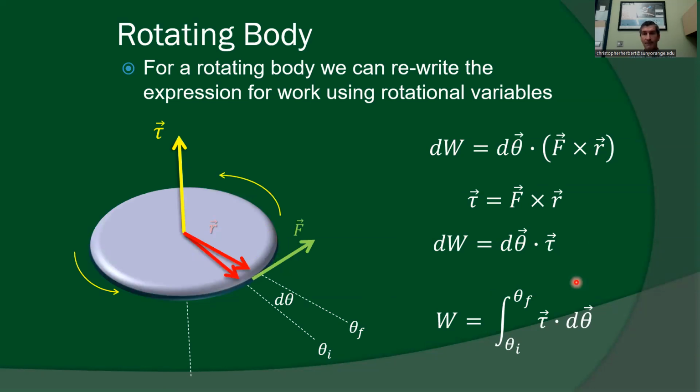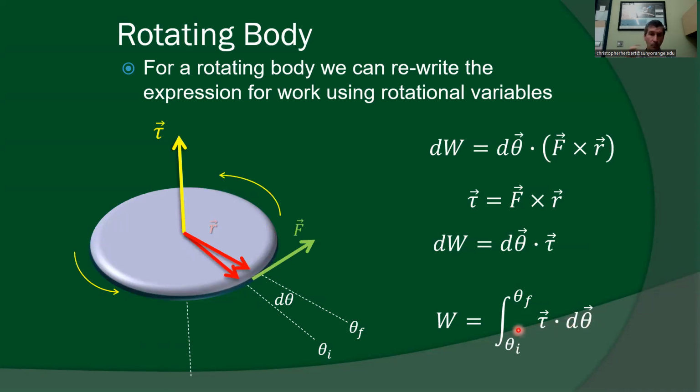So actually reverse that. It should be R cross F. But basically, we're trying to get just a quantity here, so we'll ignore that little faux pas. dW equals d theta dot F cross R. dW then becomes d theta dot tau, okay? And in this particular case, the work done from our initial angle to our final angle becomes tau dot d theta.